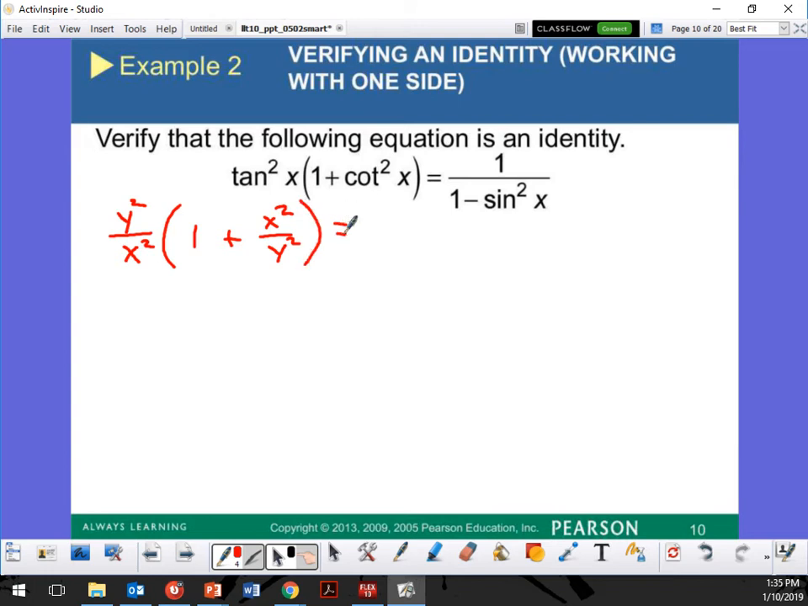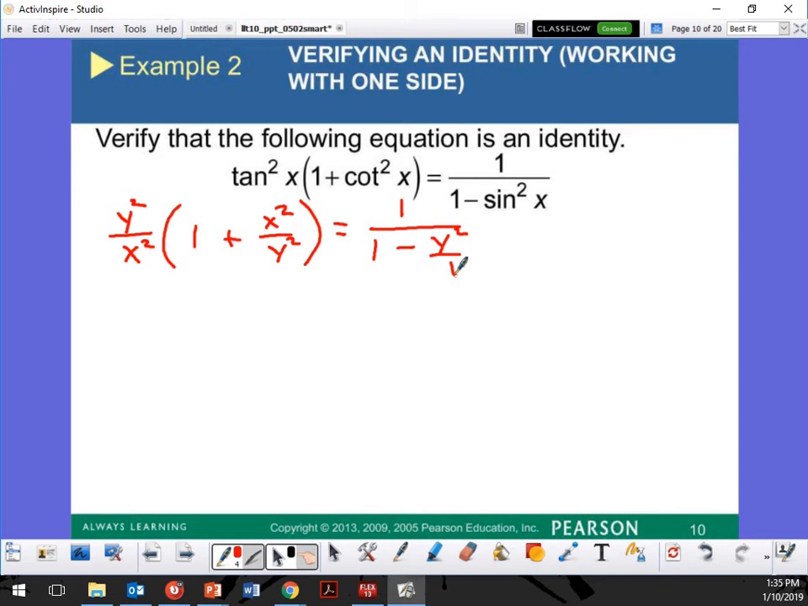And that's supposed to be equal to 1 over 1 minus sine squared, which is y squared over 1. Now, see that y squared over 1? That could just reduce down to just y squared. I don't need the 1 on that one because I don't have any other fraction there. So that one's just going to be y squared. All right, so the left side is more complicated, isn't it?